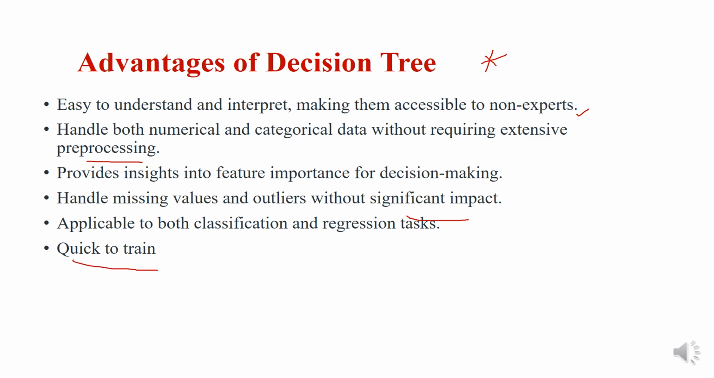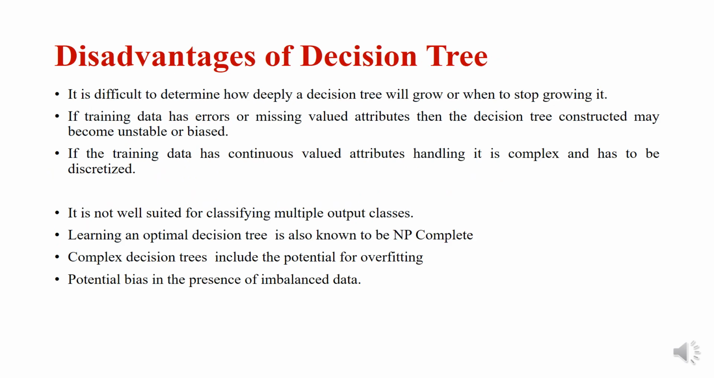So these are some of the advantages of decision trees. Next, what are the disadvantages of decision trees? It is difficult to determine how deeply a decision tree will grow or when to stop growing it. As the depth may increase. If training data has errors or missing valued attributes, then the decision tree constructed may become unstable or biased.